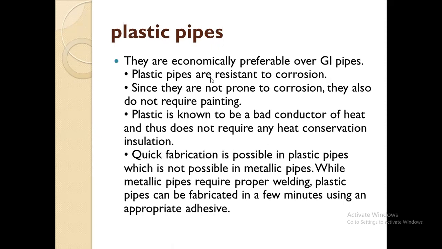Plastic pipes are resistant to corrosion, so they will not corrode like a GI pipe. Since they are not prone to corrosion, they also do not require painting. If we use a GI pipe, then we have to go for painting on the inner surface as well as the outer surface, because whenever it comes into contact with water, it will corrode. To avoid such direct contact between the GI pipe and water, we have to go for painting.